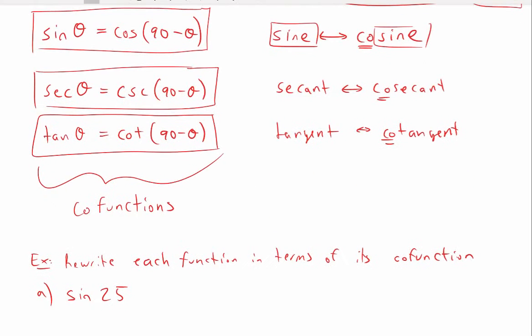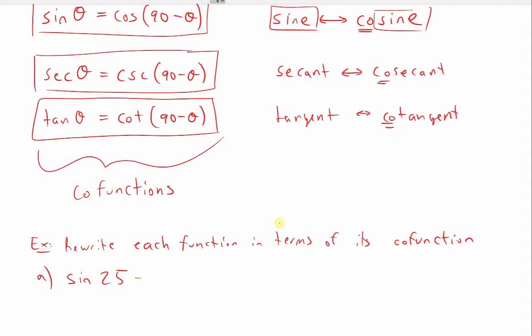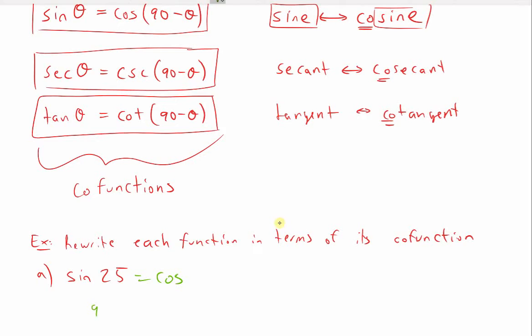So what we saw is sine of some angle equals cosine of that angle's complement. So all we need to do is rewrite sine as cosine of its complement. What is the complement of 25? Well, that's just 90 minus 25. So we'd have cosine of 65. And we're done. That's it. We rewrote it in terms of its cofunction. Really straightforward, really simple.